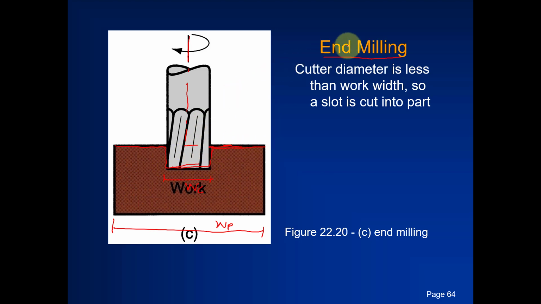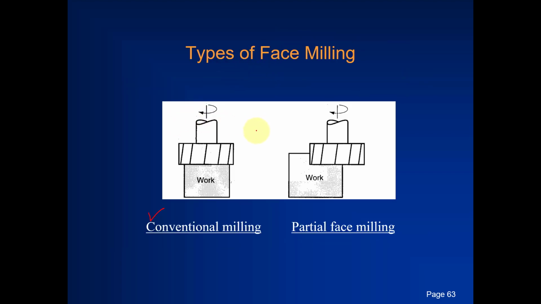Clear? So this example of face milling in which width of the cutter or cutter diameter is less than the work width, so it creates a slot into the part. So that type of face milling is known as end milling, while in peripheral milling the process was known as slotting. Clear? The third example in peripheral milling was side milling.